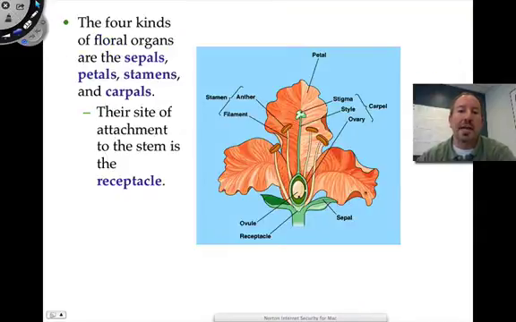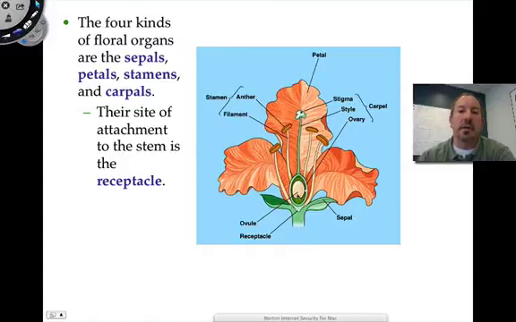And so here's a typical flower, if there is such a thing. There's so many different kinds. It makes things really interesting. So the petals are brightly colored. These sepals right here are leaves that surround the petals and protect them. The receptacle is the base, where it attaches to the petiole right here.